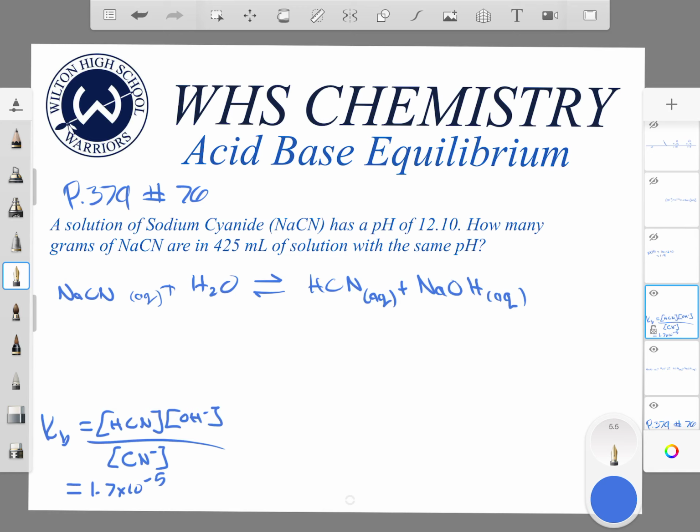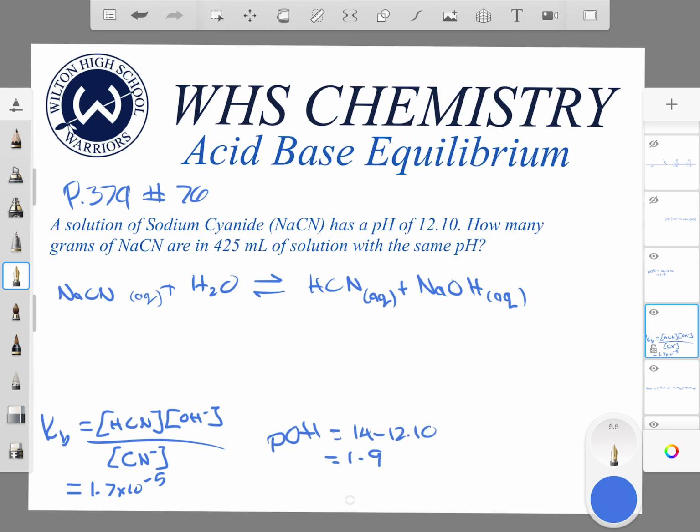Again, that's page 361. So now for the next part, we're trying to find out what the concentration of hydroxide is in this problem, and we're given the pH. So to start, using the given pH, you want to find the pOH value, which will make it a lot easier for us to find the hydroxide concentration. To find the pOH, we subtract the pH from 14. So 14 minus 12.1 is equal to 1.9. So the pOH of this reaction is 1.9.